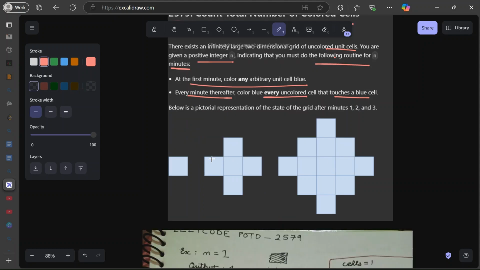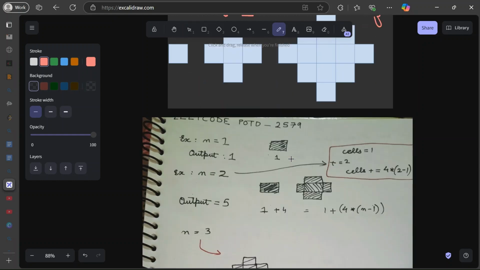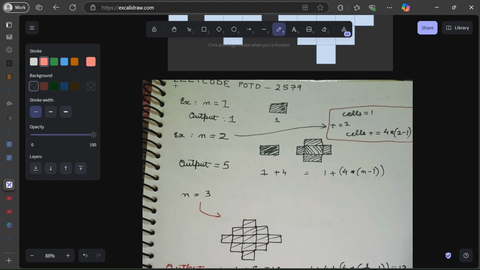So here is the pictorial representation. So this would be at t equals to 1. The first cell. This would be t equals to 2. I have covered the surrounding 4 cells with blue color. And this would be t equals to 3. These surrounding cells are also covered by blue cells. So let's build the logic up using the examples.